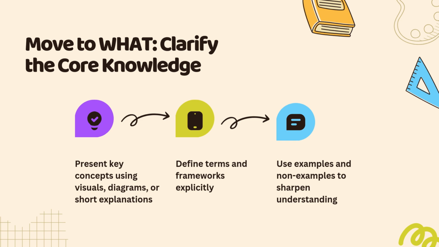Next, you're going to move to the what. We're going to clarify that core knowledge. Once the learners are engaged, we're going to provide essential information that they need. This is where clarity matters most. Some strategies might include to present key concepts using visuals, diagrams, and even short explanations. Define terms and frameworks explicitly. Use examples and non examples to sharpen your understanding. You want to keep this section very focused and avoid overwhelming learners with too much information at once. The goal is comprehension, not memorization.